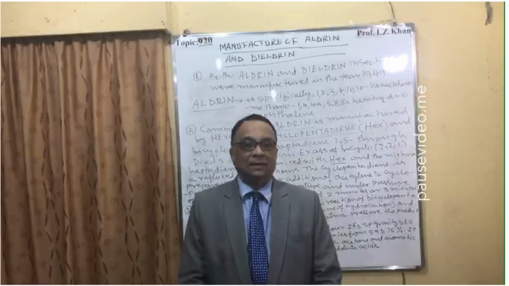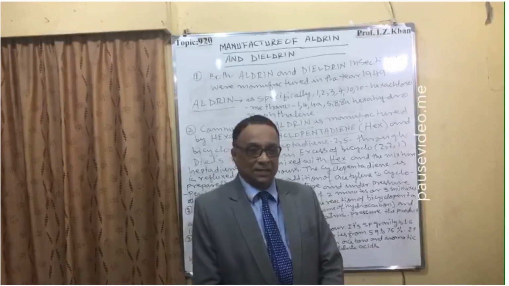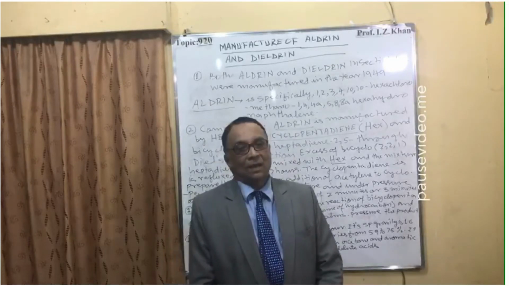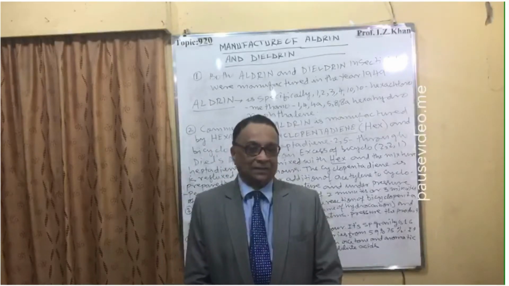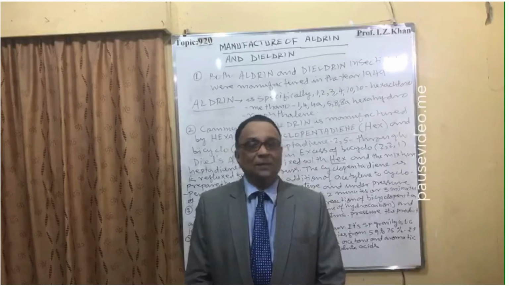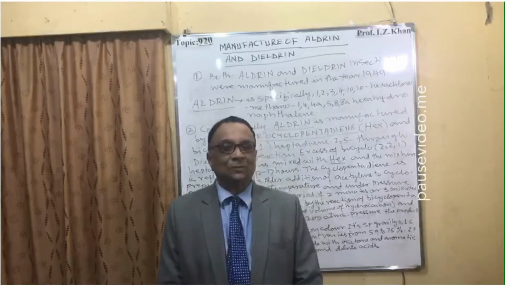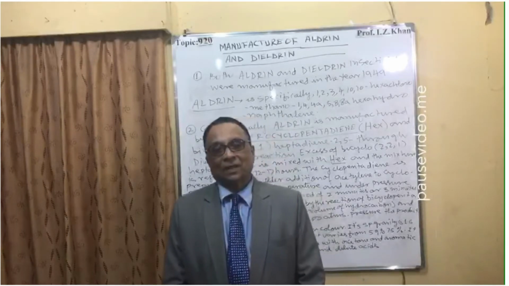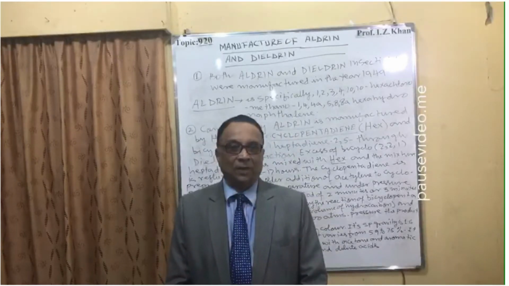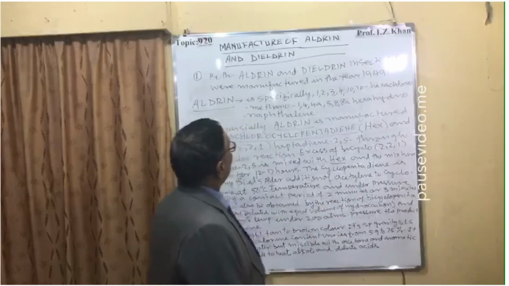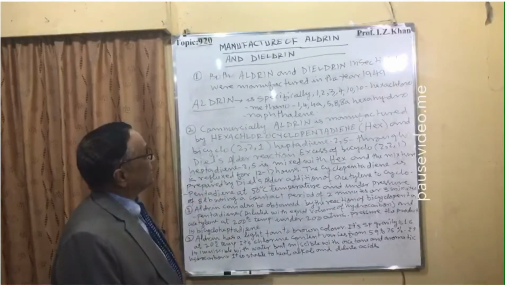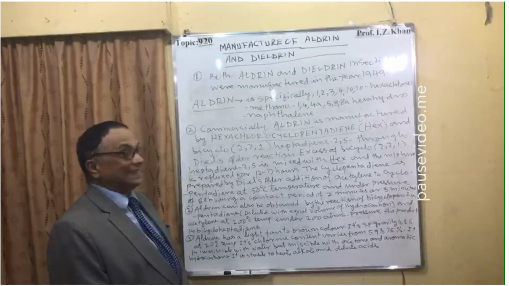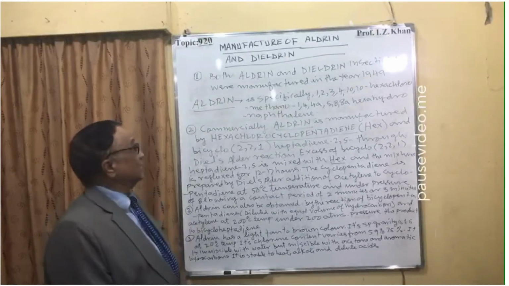So in the 50s and 60s, when ALDRIN and DIELDRIN were commercially manufactured, it was big news globally because they were very powerful, very effective insecticides, and that's why they became very, very popular very quickly. Number one, both ALDRIN and DIELDRIN insecticides were manufactured in the year 1949.